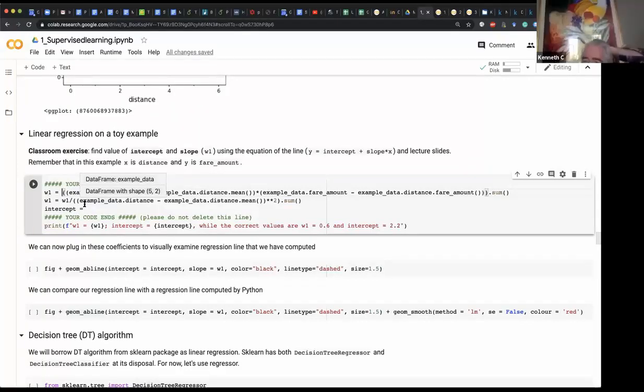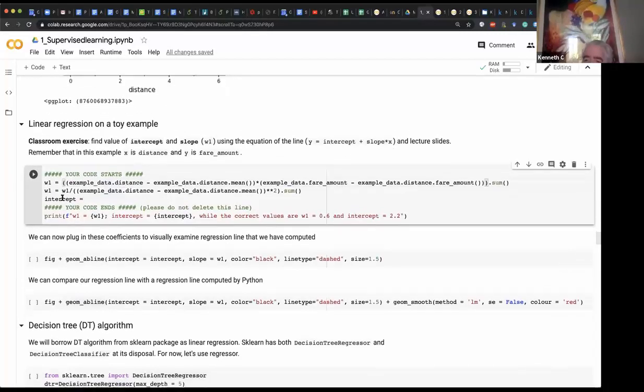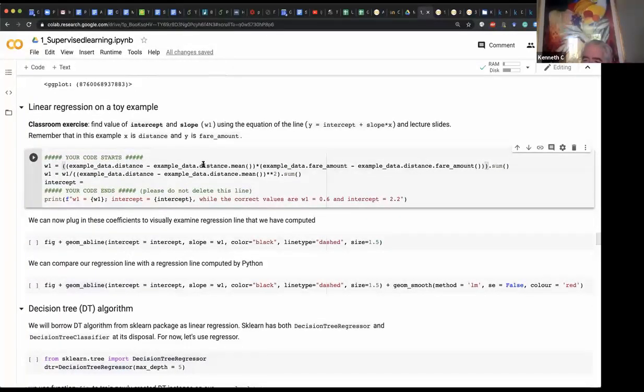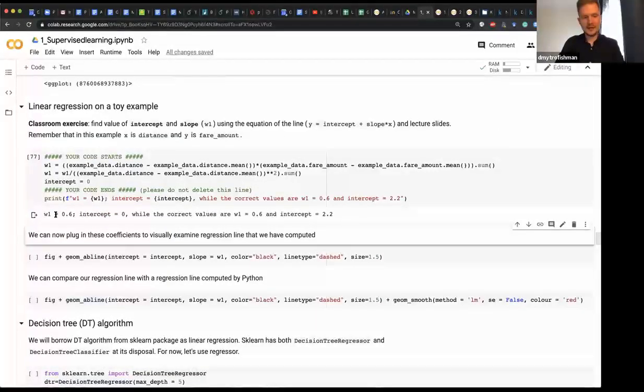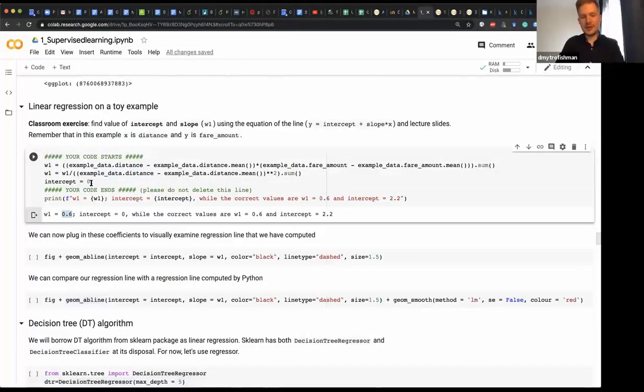We don't have a mean for data here. We can just type dot mean squared. Yeah, that was a mistake, of course. And also distance should be deleted here. Anything else, does it look right? So if I type intercept 0, do we get W1 equal to 0.6? Let's see. Yeah, W1 equals 0.6. So we managed this part.